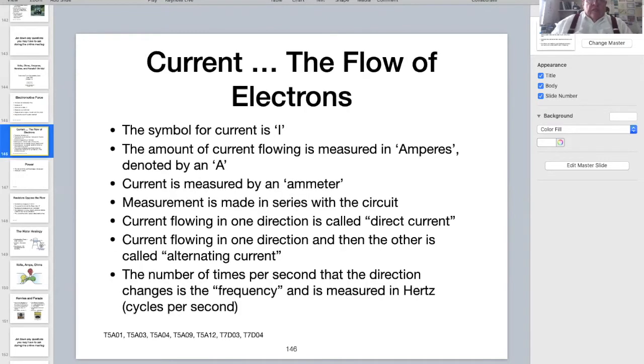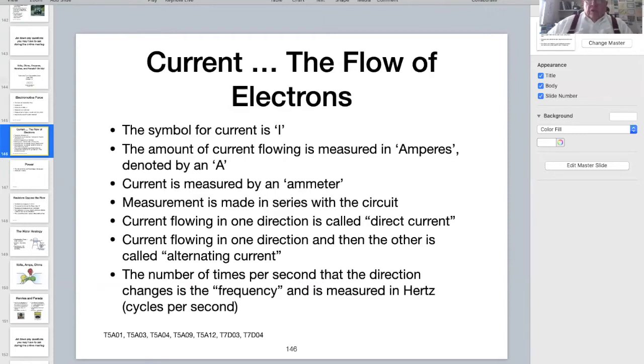Current is the actual flow of electrons in a circuit. The symbol for current is the letter I, and the amount of current is measured in amperes, denoted by the letter A, and it's often called amps, A-M-P-S. Current is measured by an ammeter, and it's measured in series with the circuit. The name amperes is named after André Marie Ampère, a French mathematician and physicist.